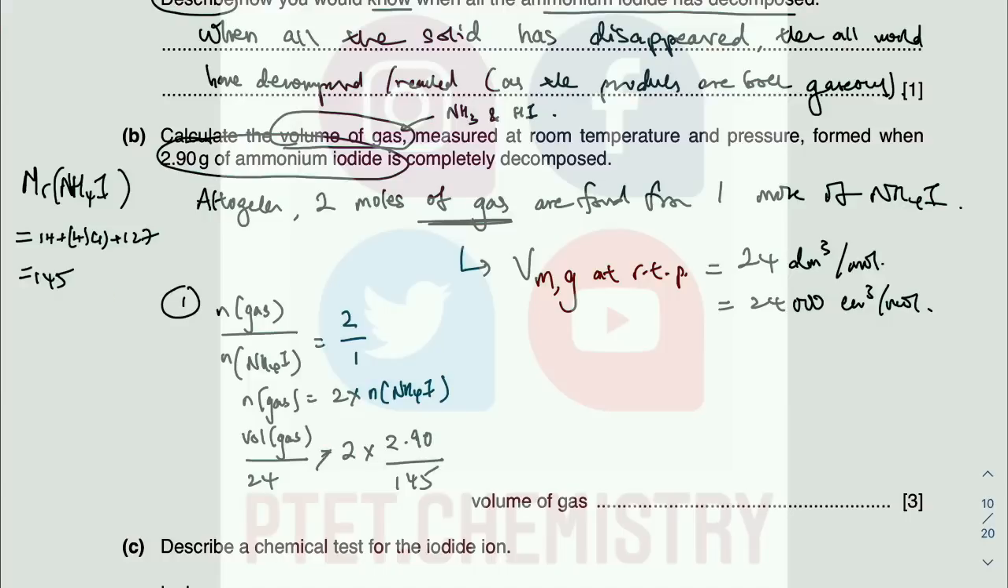Alright, bring up the 24. The volume of gas will be equal to 24 times 2 times 2.90 divided by 145. That is 0.96 dm³. I said dm³ because I use 24 dm³ per mole. So that's going to be 0.96 dm³.